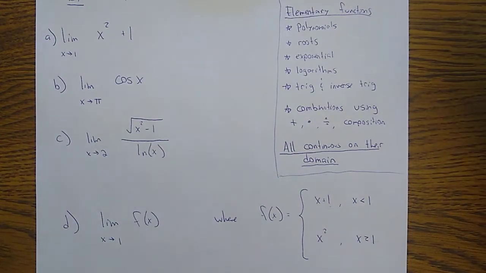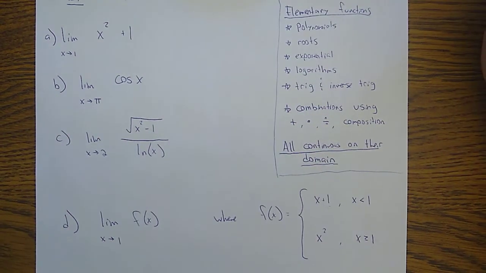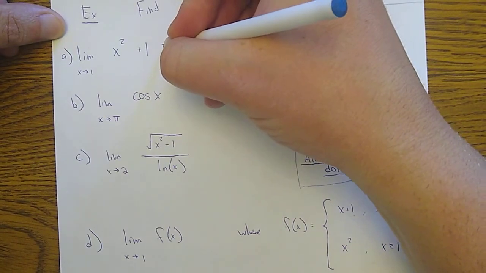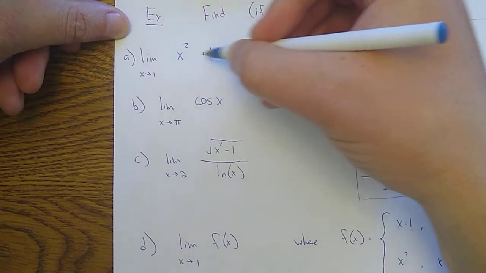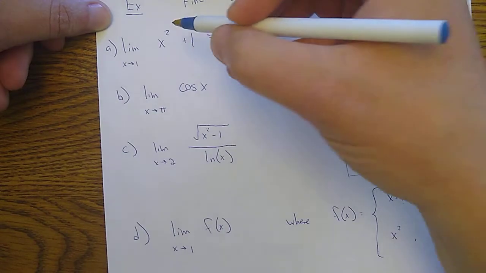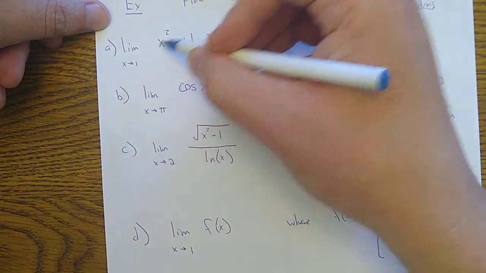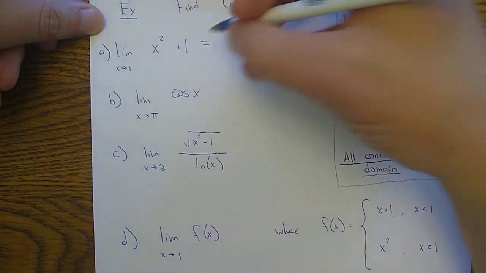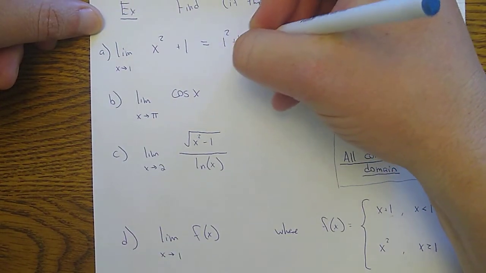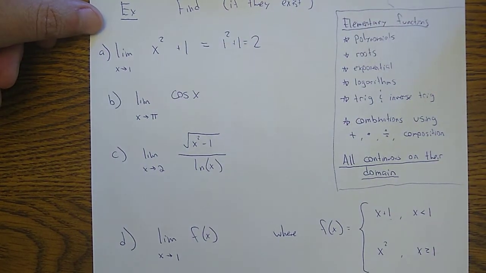I just said kind of a lot of big words, but what that means is that these limits are easy. This is an elementary function. This is a polynomial. So the way I find this limit, since x is going to 1, I can just plug in x equals 1. It's as easy as that because this is an elementary function.